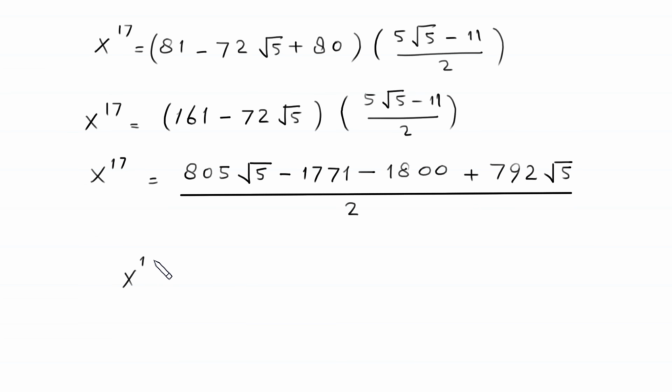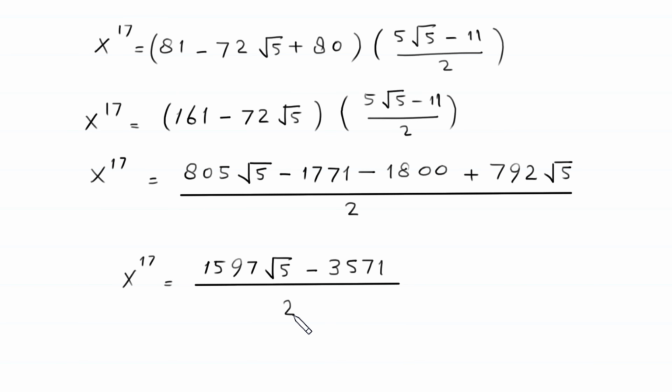Next, x to the power 17 is equal to, 805 times root 5 plus 792 times root 5 will become 1597 times root 5. Negative 1771 minus 1800 will become negative 3571 divided by 2. So this is the required value of x to the power 17. This is the final answer of this problem.